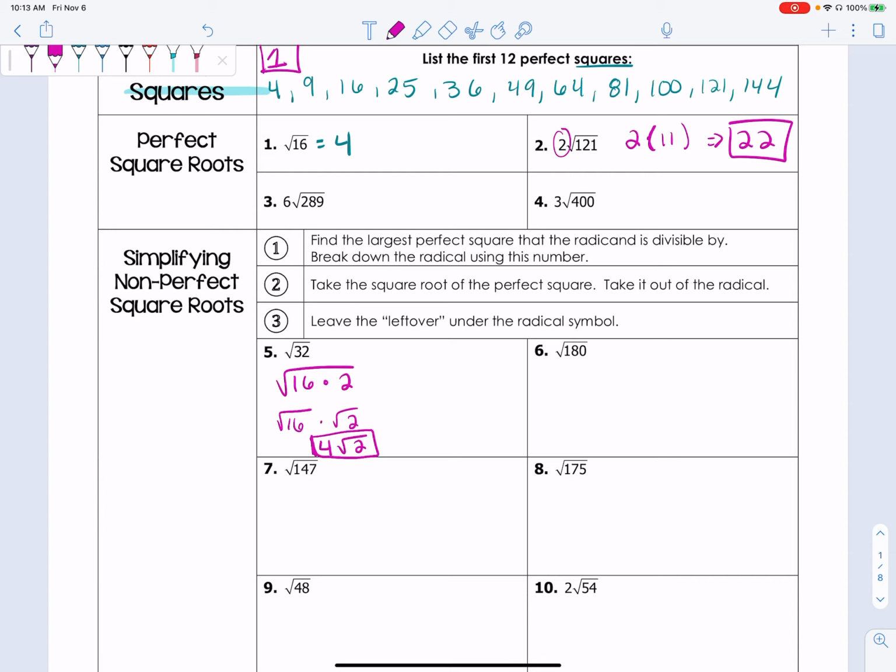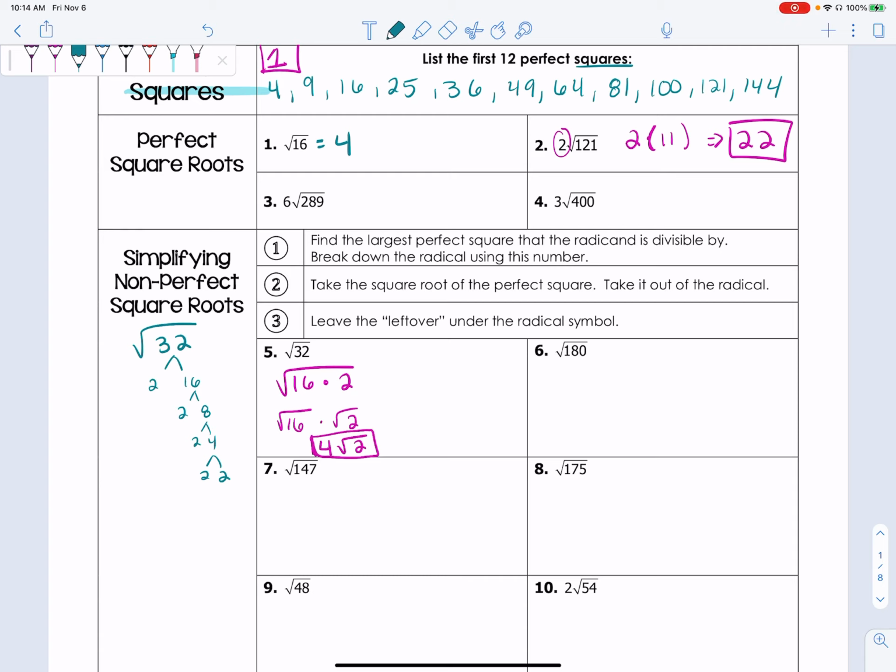Now, if thinking about those multiples or what the largest perfect square is that you can divide a number by is a little challenging, then we can use factor trees. We can use a factor tree in order to simplify that radical as well. So by using a factor tree, we would take 32 and we would break 32 down into its prime factorizations. So that would be 2 and 16, 2 and 8, 2 and 4, and 2 and 2. We want to break it down into its prime numbers. So 2, 3, 5, 7, 11, 13, any of those numbers.